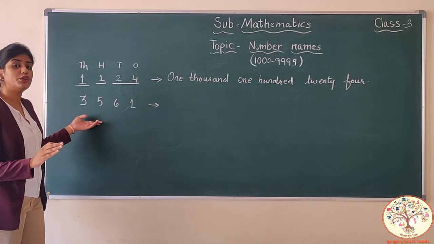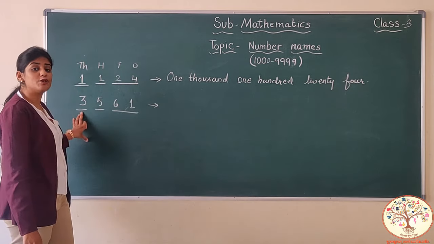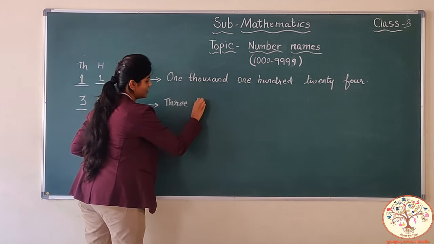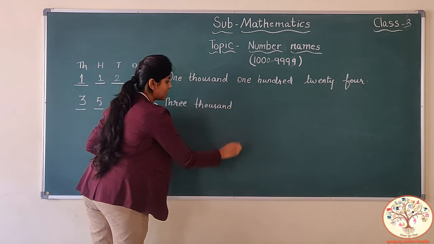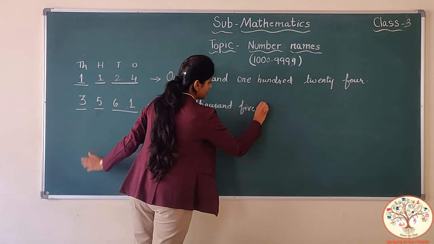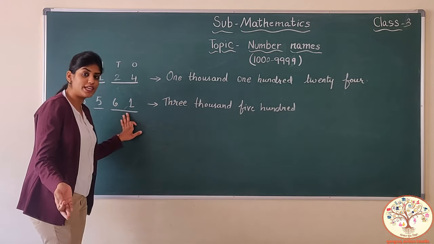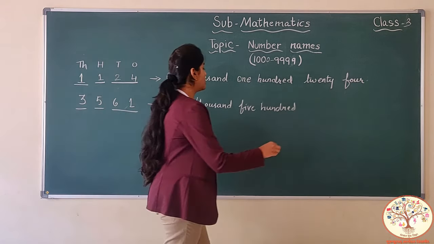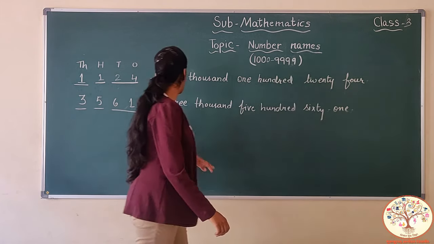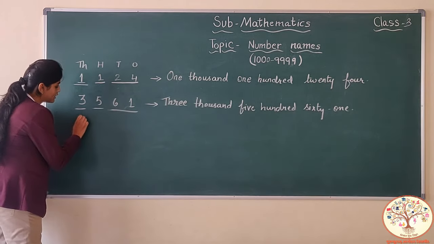Again, we will divide this into three parts. 1000, 100, tens and ones. Now, what is in the 1000 place? 3. So, we will write 3000. Then, 500. And tens and ones together, you already know this is 61. So, our number name will be 3561. Okay, now let's take one more example.